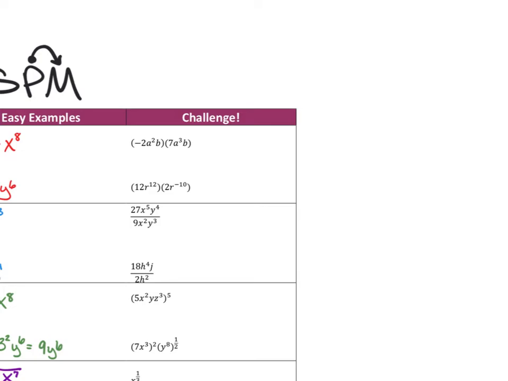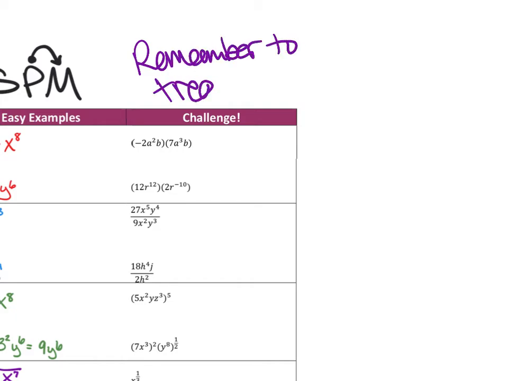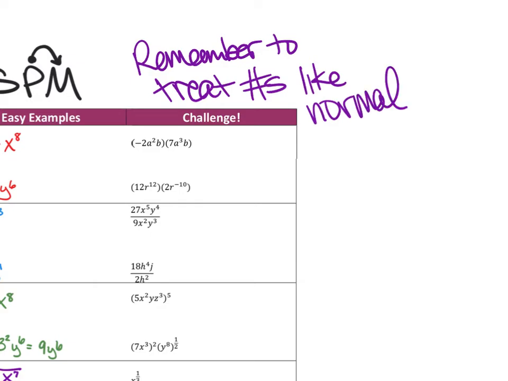The very first thing I want you to know is that dealing with coefficients, or the regular numbers, you're going to act just like you always have. So we're going to remember to treat numbers like we've always treated numbers. Okay, we're going to treat numbers like normal. So if we are multiplying terms together, we're going to multiply the big numbers. Now we add the small numbers because remember there are different rules for exponents than there are for regular numbers.